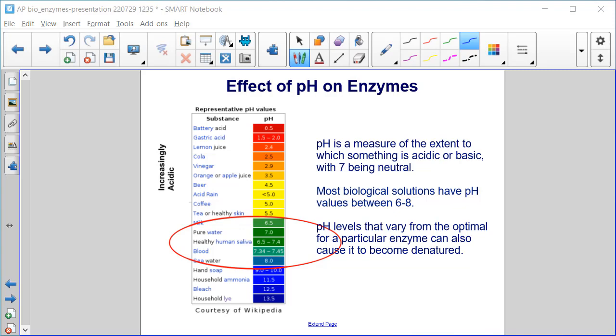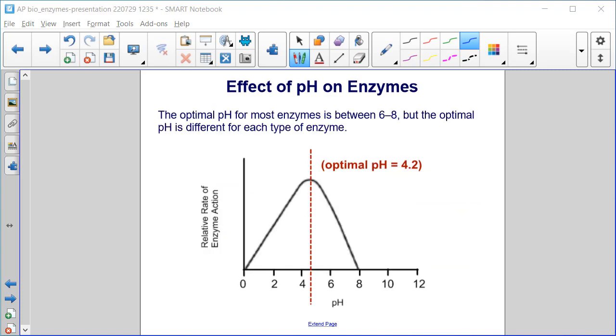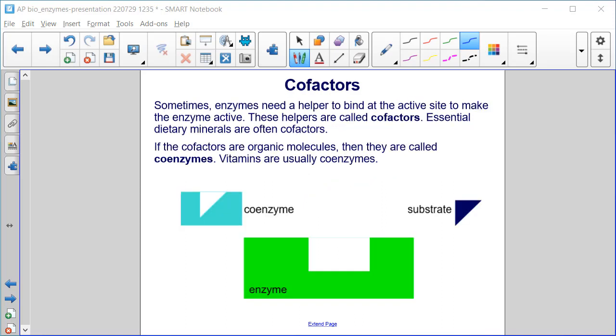pH levels that vary from the optimal for a particular enzyme can also cause it to become denatured. The optimal pH for most enzymes is between 6 and 8, but the optimal pH is different for each type of enzyme. So for this enzyme, we have the relative rate of enzyme action. As the pH increases, we see it increases and then decreases, and this is the optimal pH for this enzyme at 4.2.